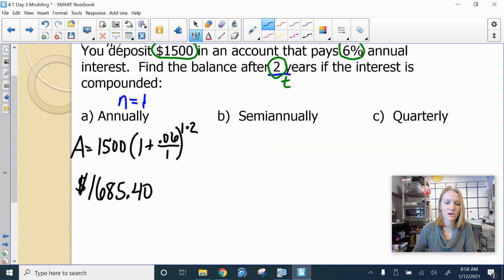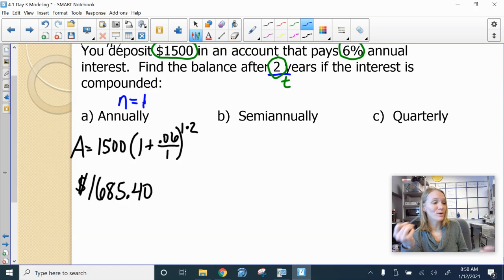Okay, so in 2 years, using a 6% interest rate compounded annually, you've basically gained $185.40 in 2 years. That's a lot of interest when you think about what Alexa said, that she had 6 cents put in her account. You don't get this kind of interest rate. I'm just going to go ahead and tell you guys that. Sorry to burst your bubble.